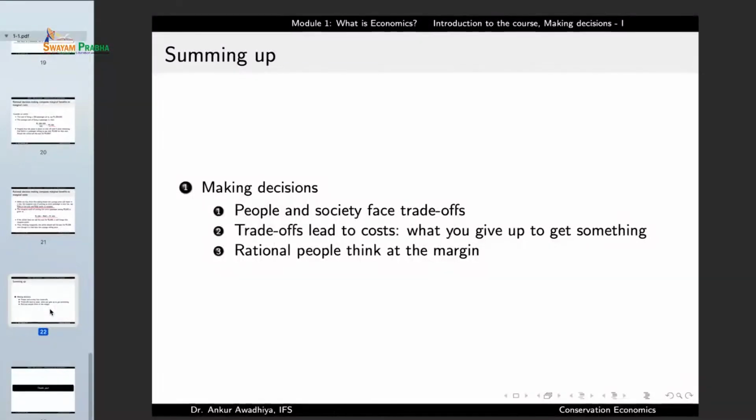And we also saw that rational people think at the margin. Rational people are those people who process all the information to get to a point where they maximize their welfare. And when they try to maximize their welfare, they often think at the margin, that is, small incremental changes. So when the factory is thinking at the margin, the factory is asking the question, should I produce one extra good? I have already produced 10,000 cars. Should I make the 10,001st car?